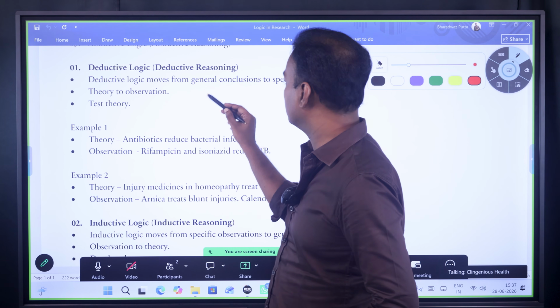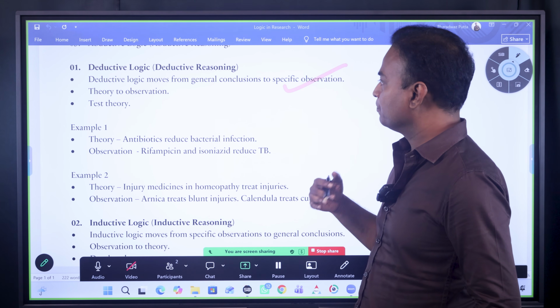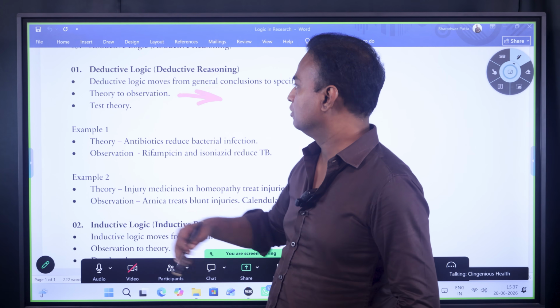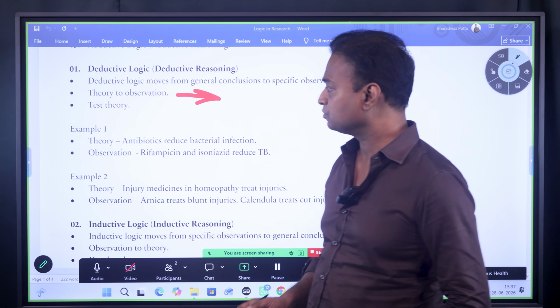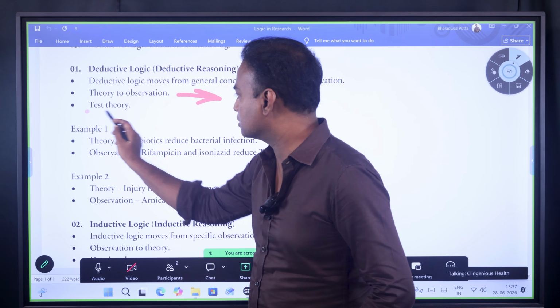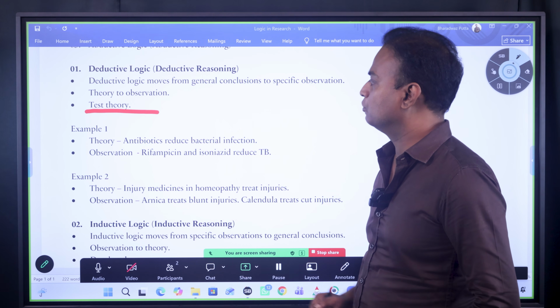Deductive logic moves from general conclusions to specific observations. So the movement is from theory to observation. We have a theory. From the theory, we make some observations. So what is the purpose of deductive logic? It is to test the theory. Whether the theory is correct or not, we will test in deductive logic.